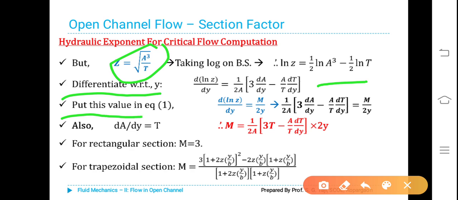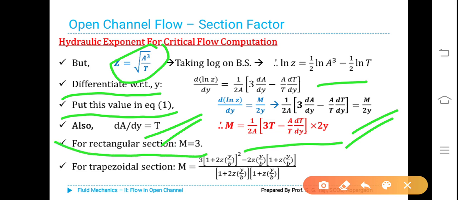Put this value in equation 1 in the previous figure. In the previous slide, we have the equation d of log Z divided by dy is equal to capital M upon 2y, which implies 1 upon 2A, whole multiplied by 3 times dA by dy minus A dT upon T dy. Therefore, M we can get by substituting the value dA by dy is equal to T, that is the top width. 1 upon 2A, whole multiplied by 3T minus A dT upon T dy, multiplied by 2y.